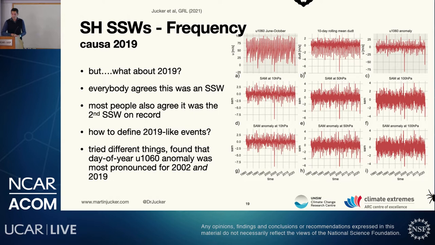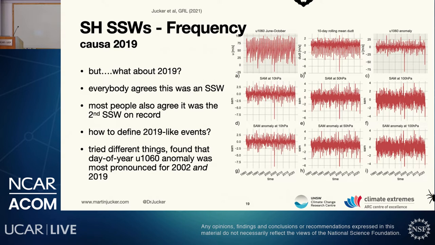So we've looked at different things. So this is just U1060. Now the problem is this goes below every now and then because that's a final warming, actually, not a sudden warming. But you see the 2002, in any method, you see the 2002 come up all the time. So the methods here are U1060, that's the normal major warming. Do a tendency based on day of the year anomaly, based on southern annular mode, so first EOF, at 10 hectopascal, at 50, at 100, and so on and so on. We tried lots of things.